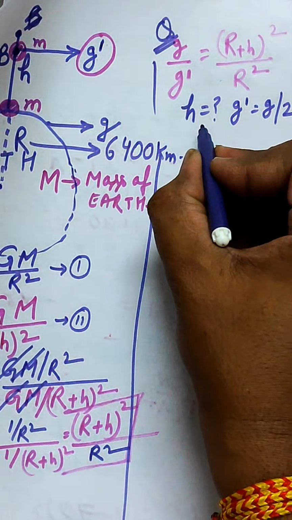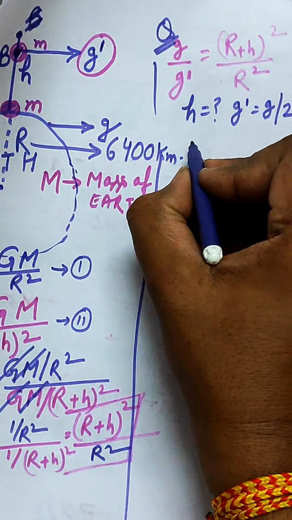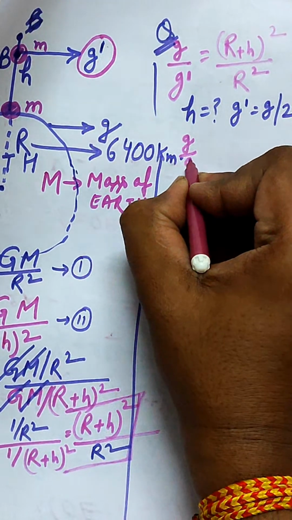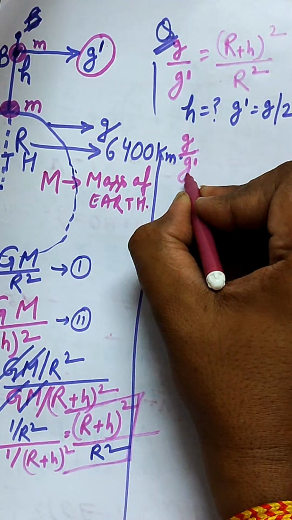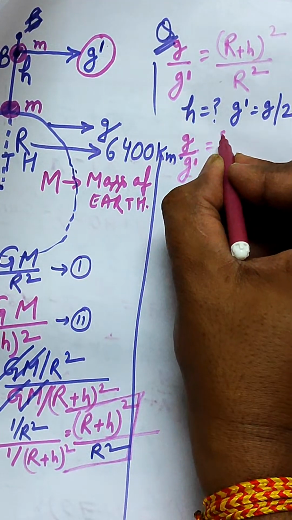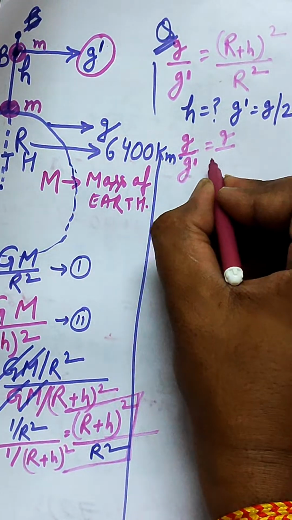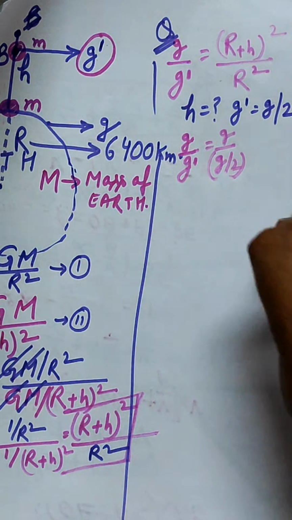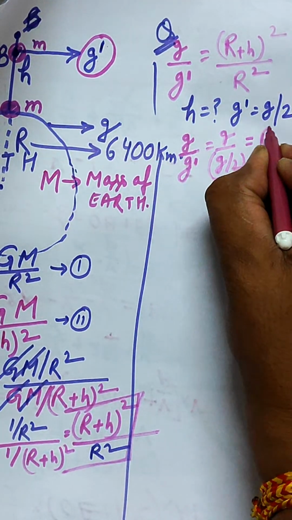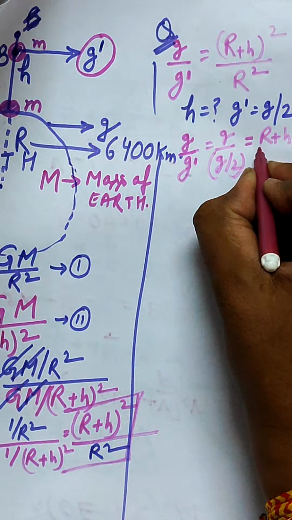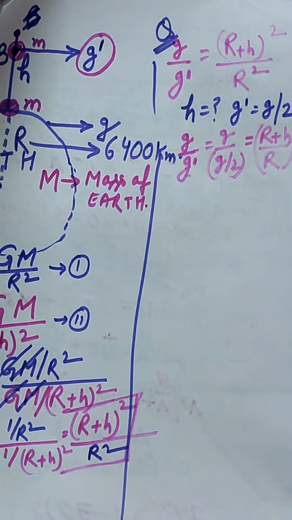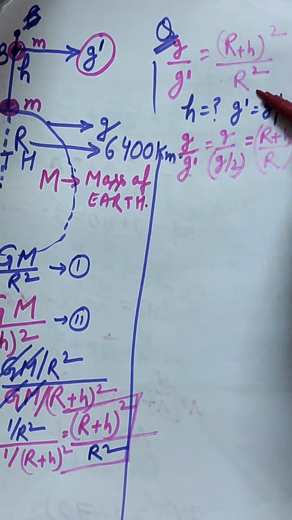Now simply put the values over here. Then what we will be getting, g by g', the new g'. g' is g by 2, so we can write g divided by g by 2, right? And this should be equal to (R plus h by R) whole square. I think we can write it like this, right? We have taken the whole square because the numerator is also in a square and the denominator is also in a square.